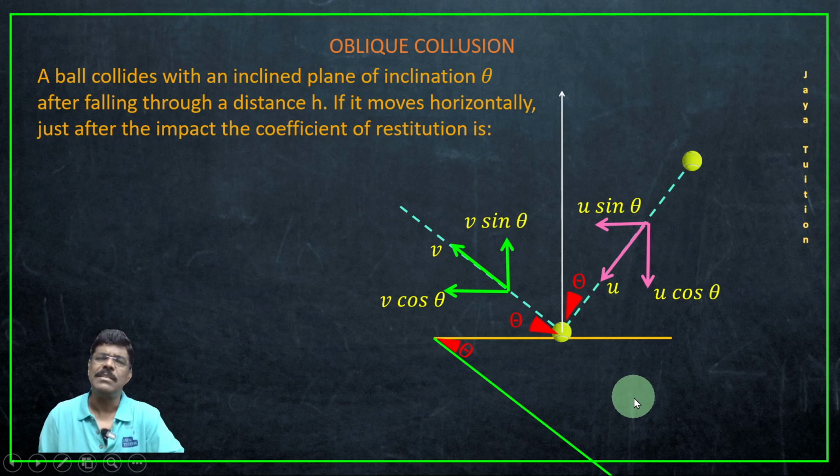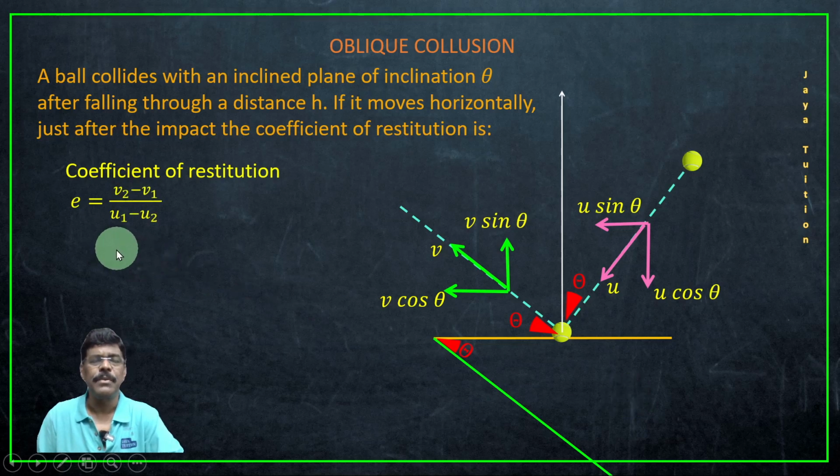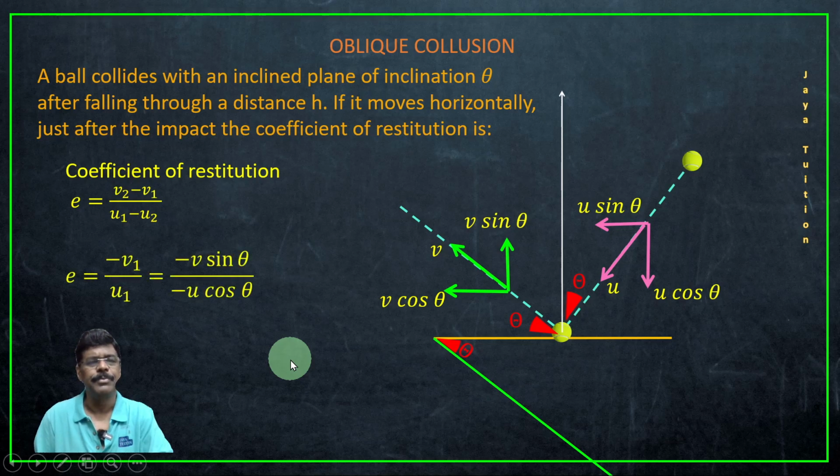So we have done this particular part. How do we go about it? We come back to the definition of coefficient of restitution, that is e is equal to (V2 minus V1) divided by (U1 minus U2). If you want to put a minus sign here, you can write it as U2 minus U1 also. Now the contribution by the inclined plane is 0, therefore V2 and U2 will be 0. Hence e becomes equal to minus V1 by U1.